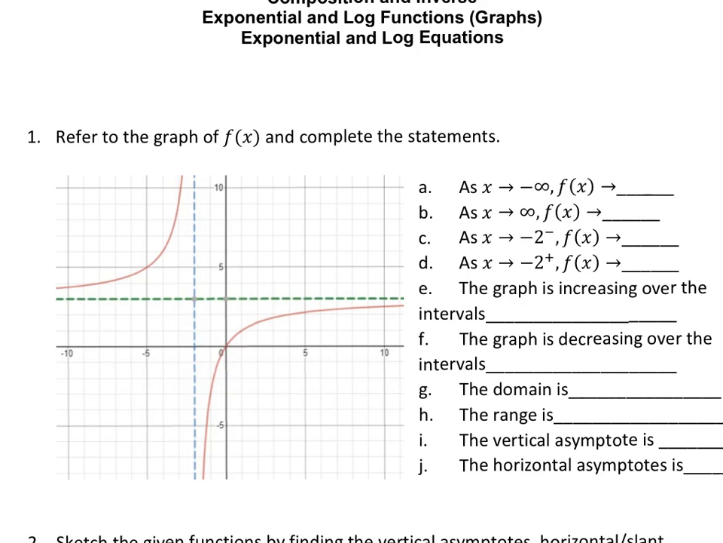Okay, we're going to go over the review questions that I have posted. So the first one is looking at the function f of x, which is graphed here. There's no equation for it, but it's been graphed. And it asks me some questions, so we're looking at part A.